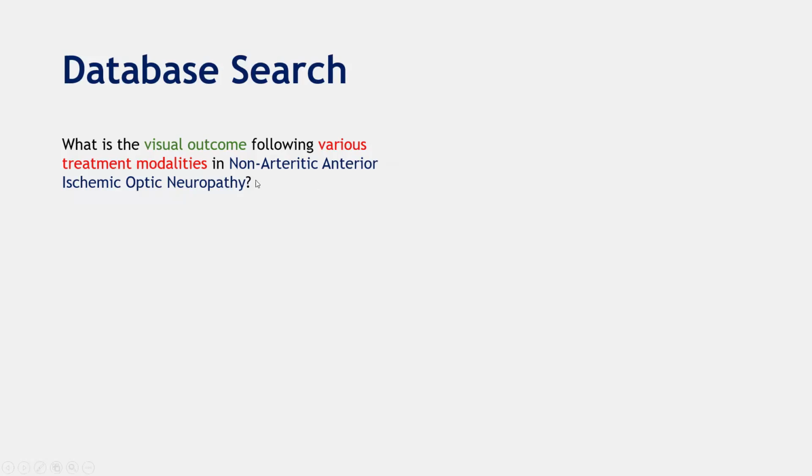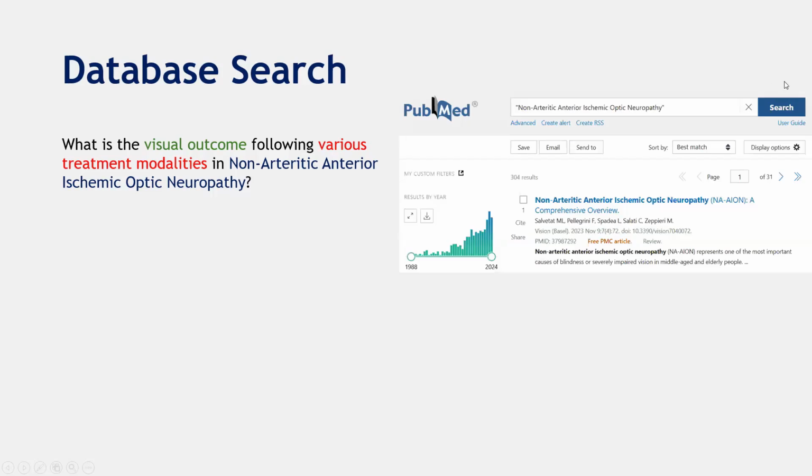So we have the three parts. Non-arteritic AION is the population that we're dealing with. The various treatment modalities would be the exposure, and the visual outcome is the actual outcome. Now, we have to search each of these components separately. So let us take the population, non-arteritic AION. When we type in PubMed, when there are multiple words, you just put it under quotation marks so that it searches together.